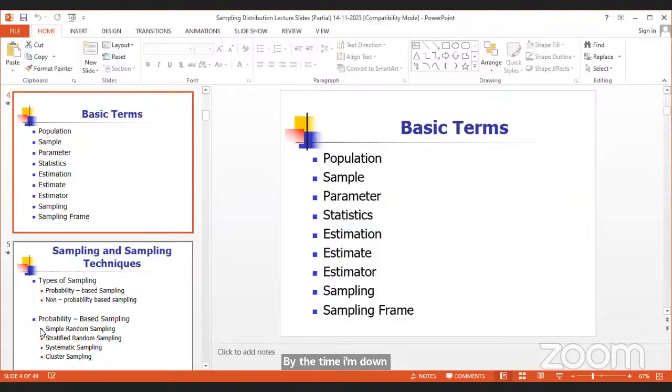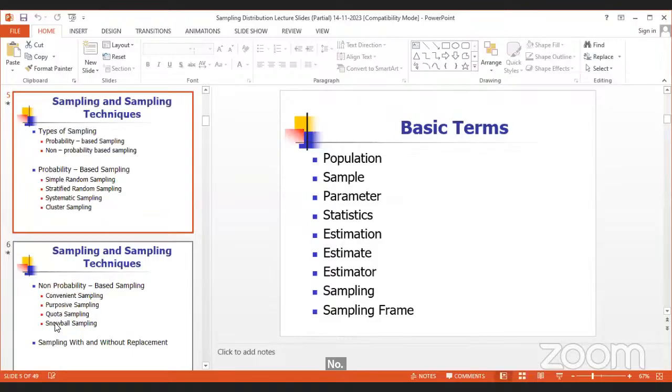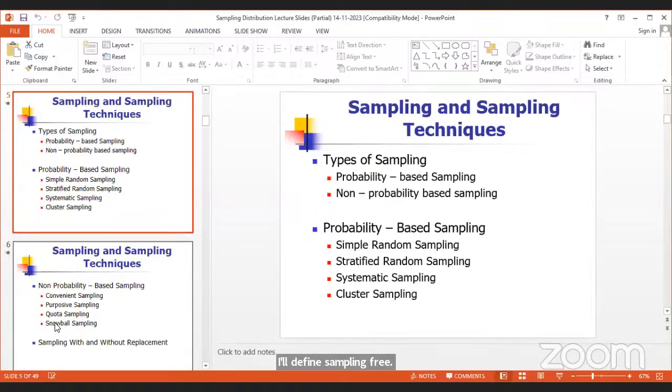So sampling is simply the procedure of taking a sample from the population. Now, I'll define sampling frame. A frame is a list or a map from where a sample can be taken.